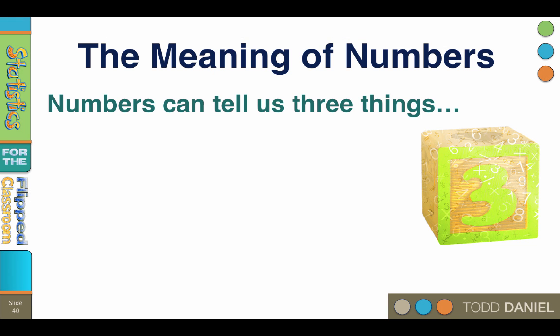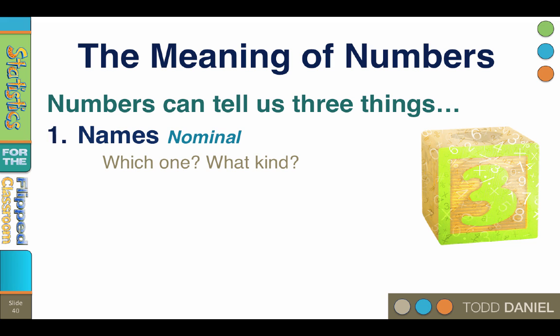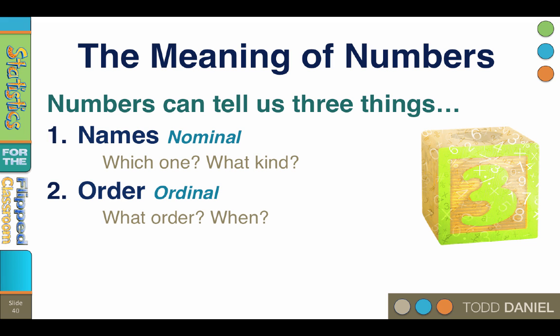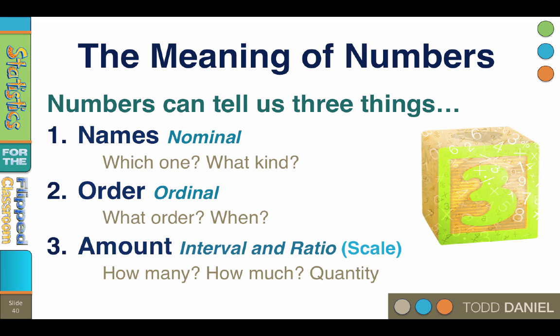Here's a quick aside about levels of measurement. Numbers can tell us 3 things. Numbers can stand for names and tell us which one or what kind. So 1 equals male and 2 equals female. These are nominal variables. Numbers can represent an order, such as first place, second, third, etc. These are ordinal variables. And finally, numbers can tell us about an amount, such as how many or how much. These values always have equal intervals between them. But depending on whether the numbers could allow for negative values, or if they have a true zero, we call them interval or ratio. In SPSS, both interval and ratio data, any data that indicate an amount, are called scale data.